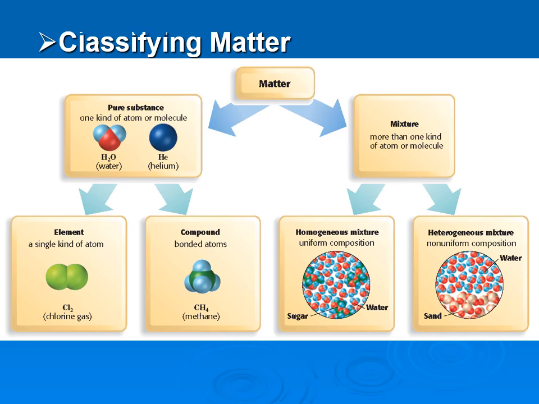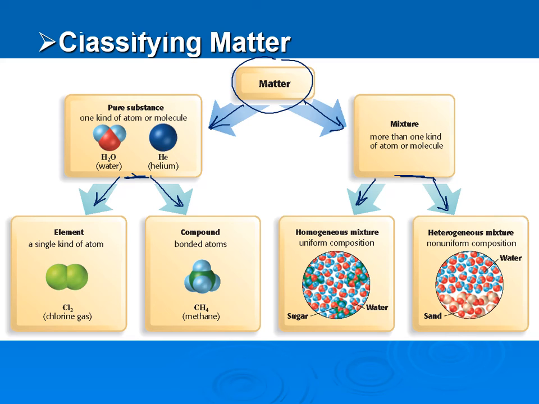Here is a very simple chart of how matter can be classified. Starting at the very top, matter could either be a pure substance or it can be a physical mixture. If it is a pure substance, it can either be an element, the simplest, or a compound, two or more elements bonded together. Over on the mixture side, it can either be homogeneous or it can be heterogeneous.